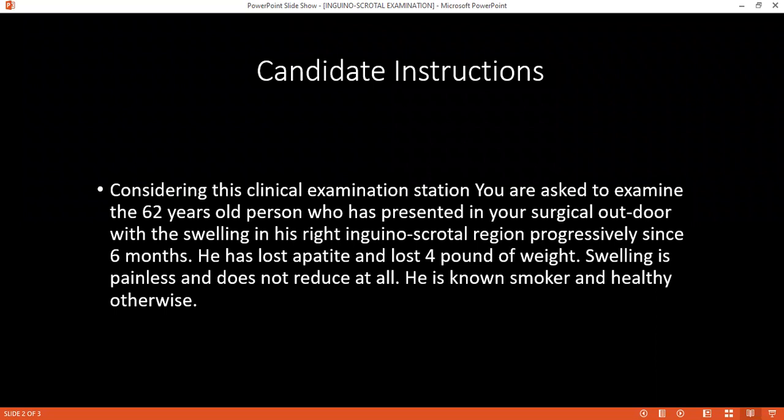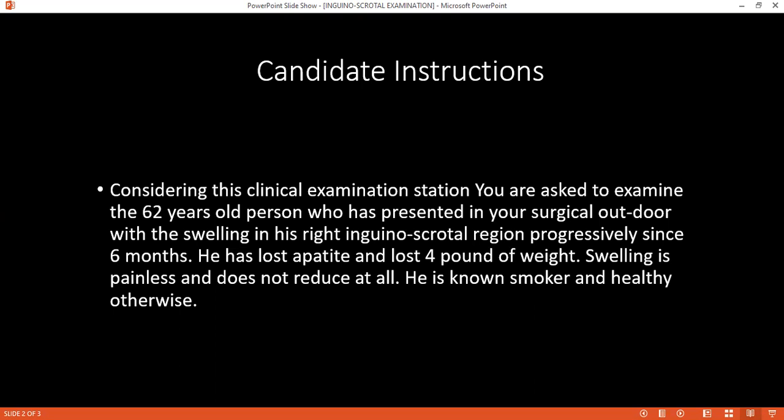Then I will start, while looking, also checking the size of the lump. So the size, the shape. Then from palpation, I'll first feel the skin all over the lump area to check for temperature changes, and also check whether the area is painful. Then I would like to feel the consistency of the lump.